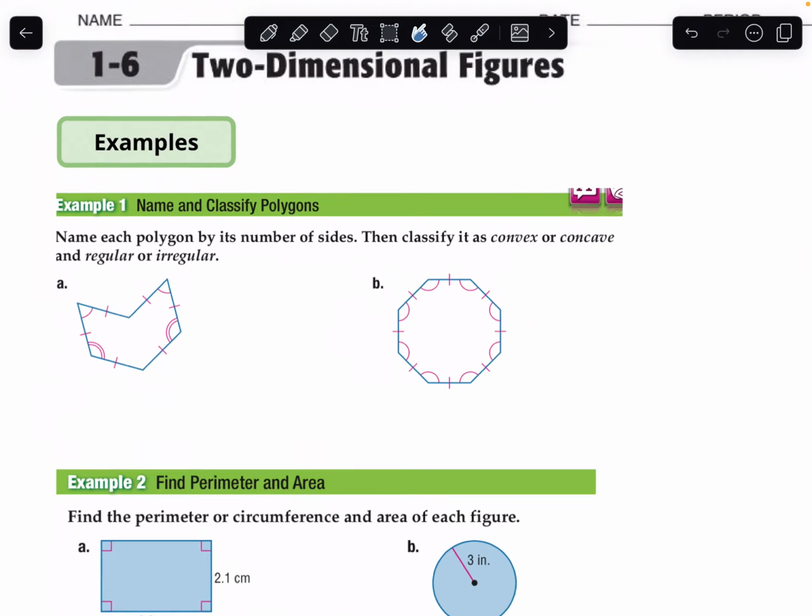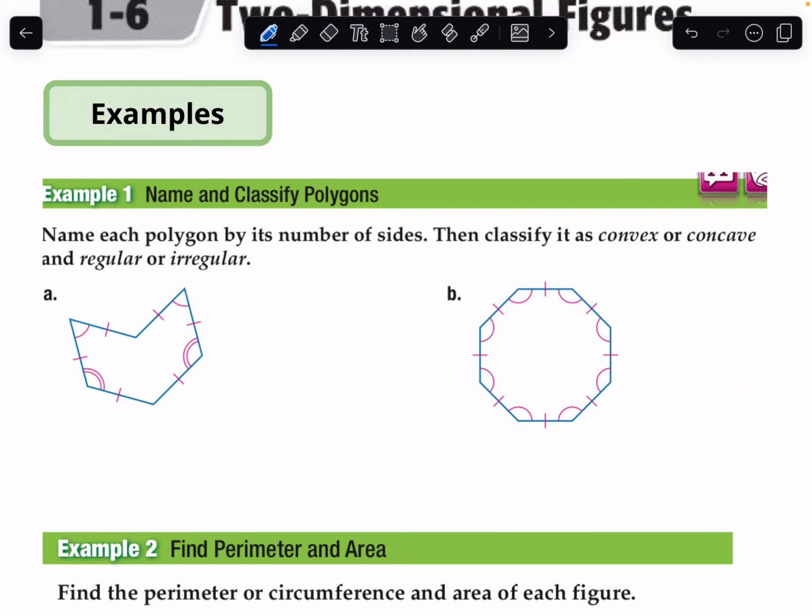We're going to name each polygon by its number of sides, then classify it as convex or concave and regular or irregular. So first up we have this guy. It has, let's keep track, 1, 2, 3, 4, 5, 6. 6 sides makes it a hexagon.